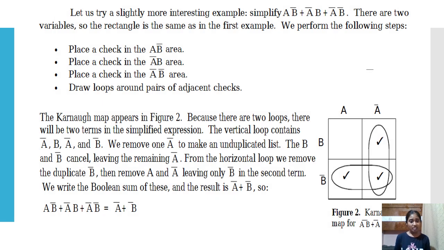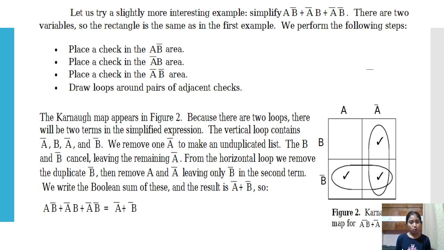So now let us try a slightly more interesting example. Let's simplify A B bar plus A bar B plus A bar B bar. There are two variables, so the rectangle is the same as the first example. We perform the following steps: place a check in the A B bar area, place a check in the A bar B area, place a check in the A bar B bar area. Now draw loops around the pairs of adjacent checks. The K-map appears as shown in this figure 2.